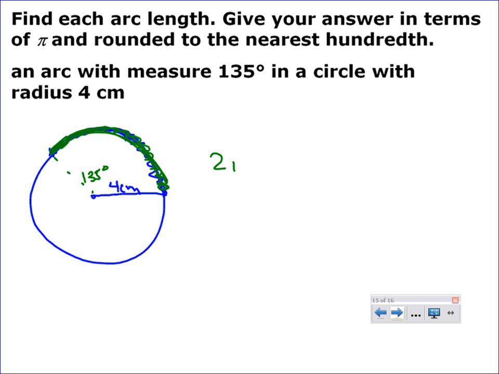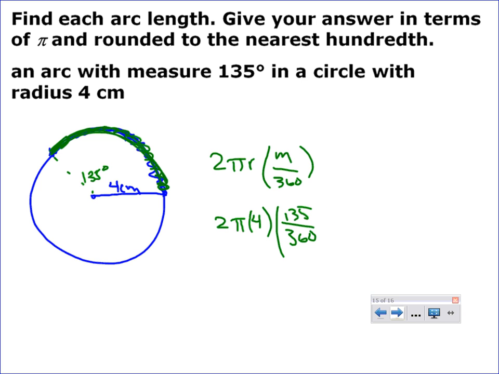Again, 2 pi r times m over 360. So 2 pi, radius is 4, 135 over 360. 2 times 4 is 8, so I take 8 times 135 and divide by 360. It gives me 3, so this is 3 pi, and my units are centimeters. Then I multiply it by pi and get 9.42 centimeters.